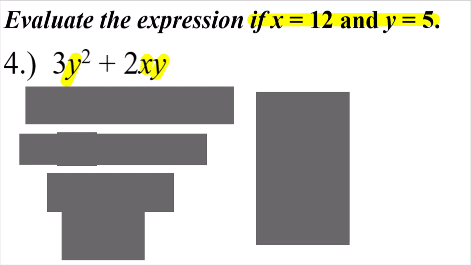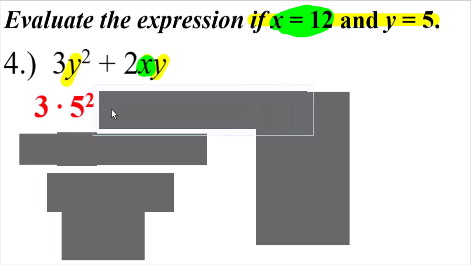We see that x is supposed to be 12, so we are going to replace the x with the 12. And we see that y is 5, so we're going to have to replace these y's. So before we do any multiplication or addition or subtraction or exponents or anything like that, we're going to do a step called substitution, where we rewrite the math problem, but instead of having letters called variables, we replace those variables with the numbers that they equal. So instead of 3 times y to the second, it's 3 times 5 to the second.